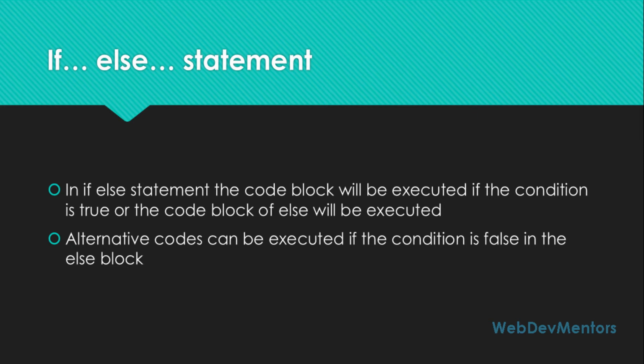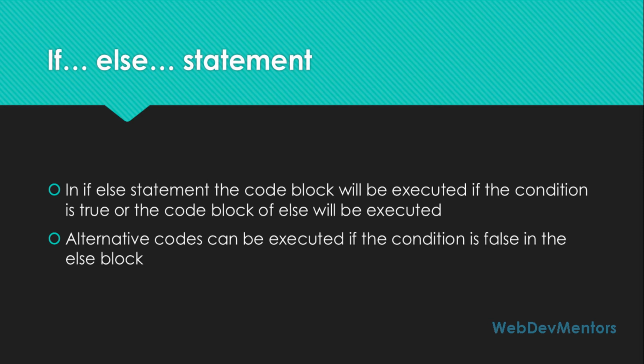So if the condition is false, then the else block will be there for you to perform a different set of operations. In an if else statement, the code block will be executed if the condition is true, or the code block of else will be executed. So alternative code can be executed in the else block if the condition is false. That is not available in the if statement alone. You have two options. One is for the true condition and the other is for the false condition. If your condition gives you true, then the code within the if block will be executed. If your condition gives you false, then the code within the else block will be executed.